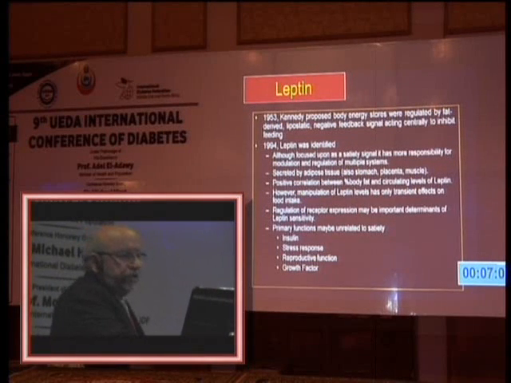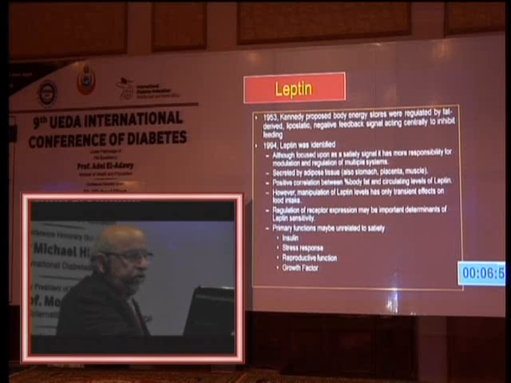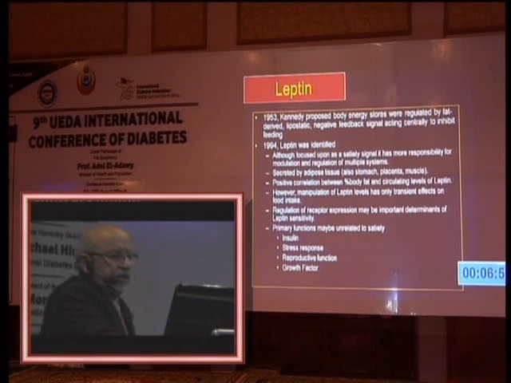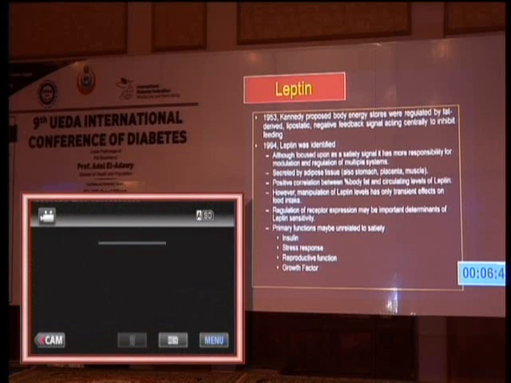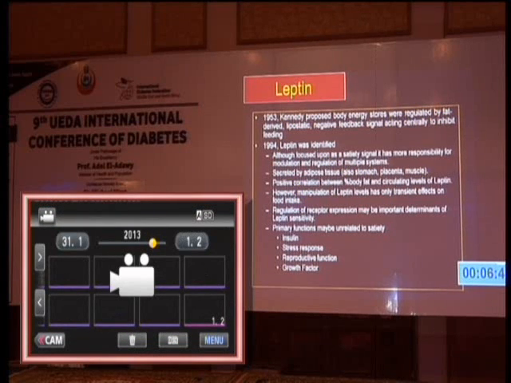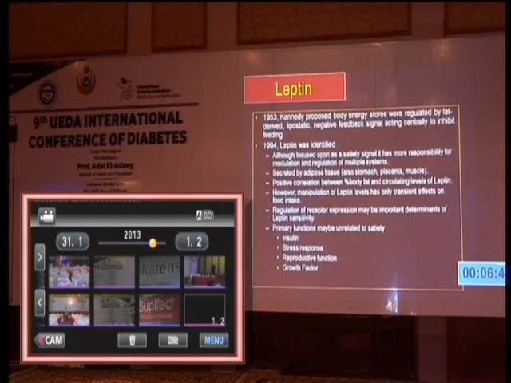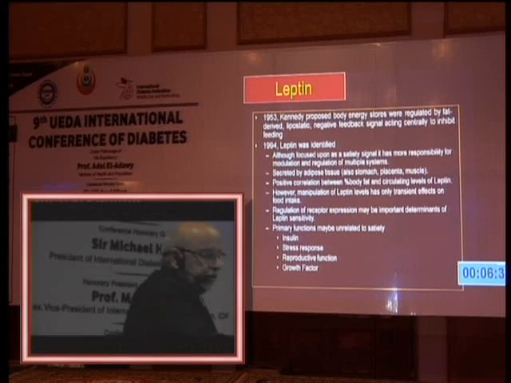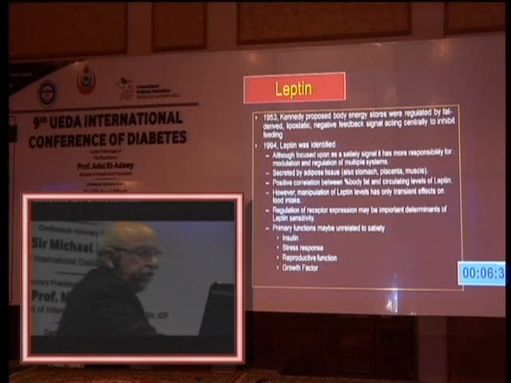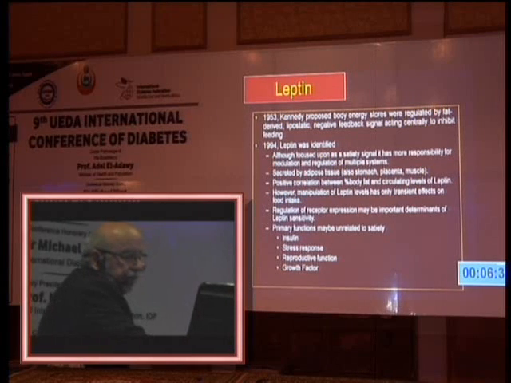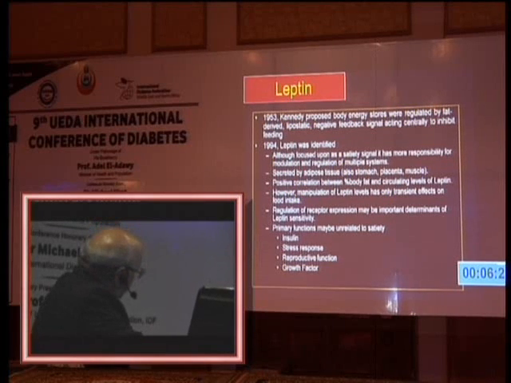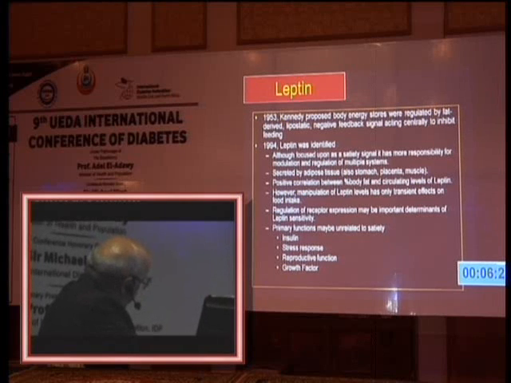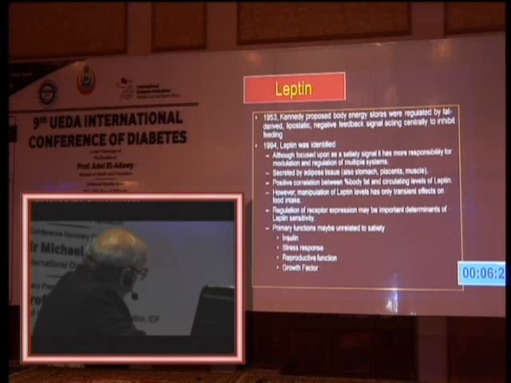Leptin has special importance. As you see, in 1953, Kennedy proposed that body energy stores were regulated by a fat-derived lipostatic negative feedback signal acting centrally to inhibit feeding. And in 1994, leptin was identified. I am not going to read all this, but it has a lot of functions, and the primary functions may be unrelated to satiety, but it is an important factor for satiety. As you see here, it has also many other functions.